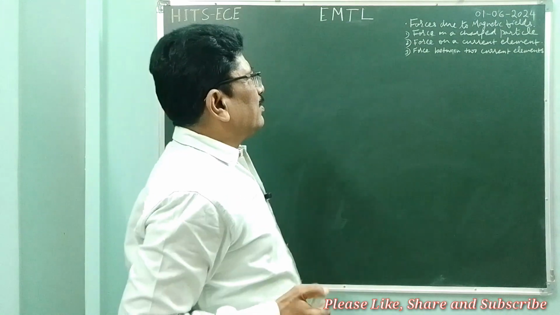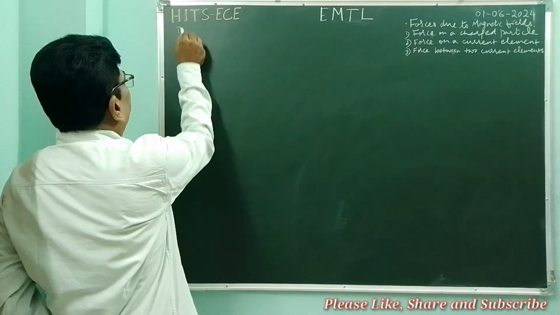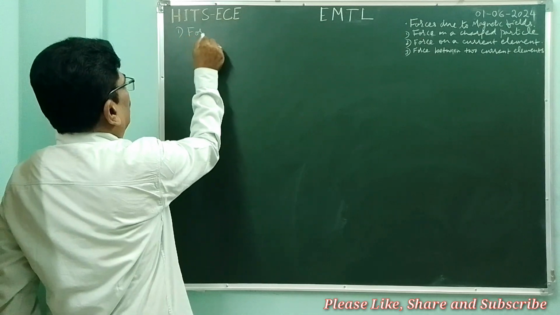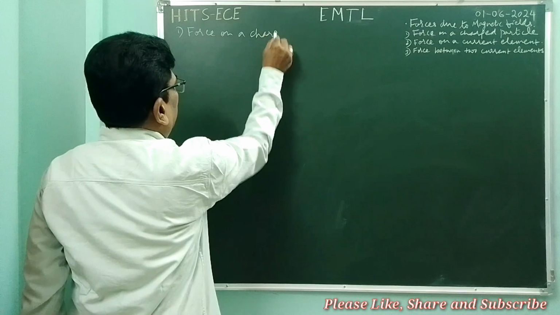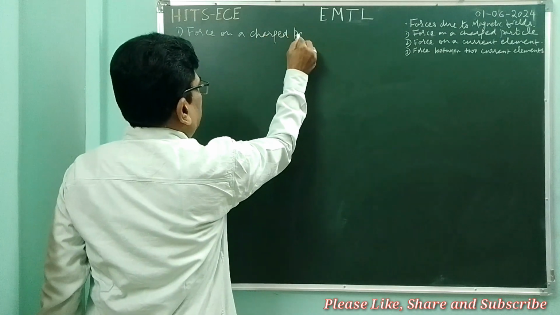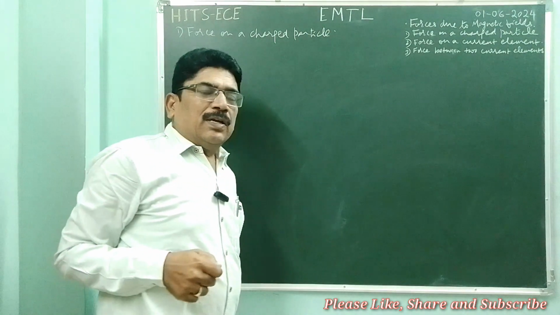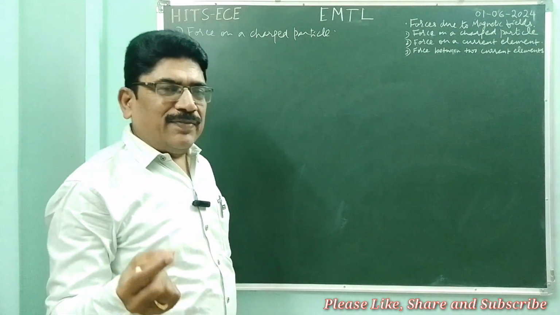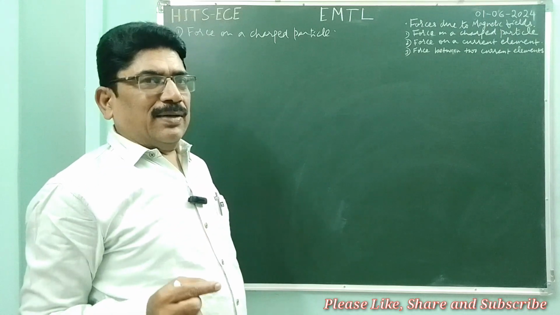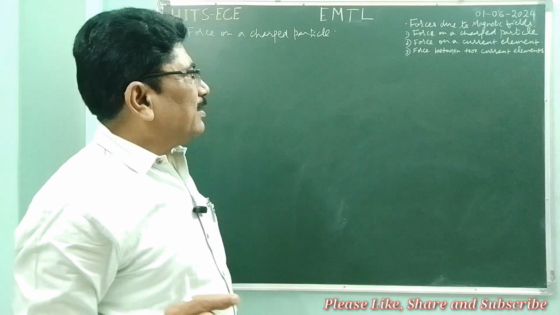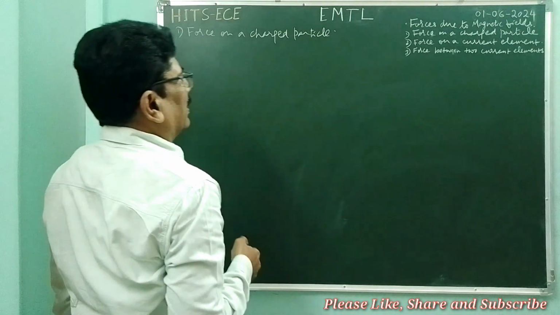Let us see the first one now, that is force on a charged particle due to magnetic field. If it is placed in the magnetic field, some force will be exerted on this particle. We will see the direction of that force also.